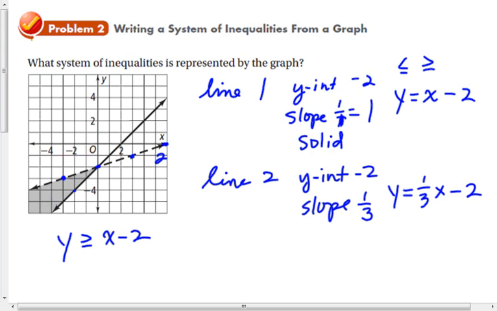And this is a dotted line, which means I'm either going to do less than or greater than. And the part that's shaded is below the dotted line, so down here. And below would be less than when it's written in y-intercept form. So y is less than 1/3 x minus 2. And that's my system of inequalities. Go ahead, you try that.